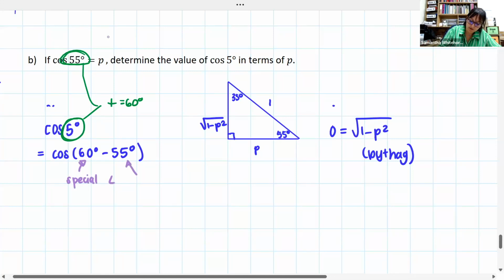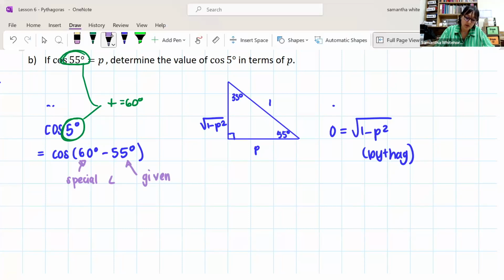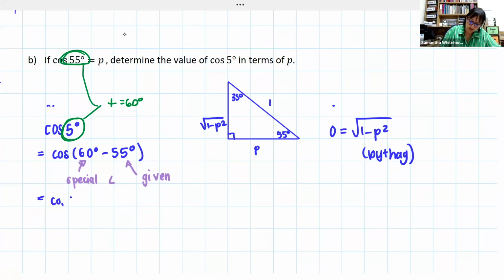And the 55 degrees was the angle given to me. I know all of the information here now. Now, because it's cos A minus B, when we expand it, we get cos 60 times cos 55 plus sine 60 times sine 55.